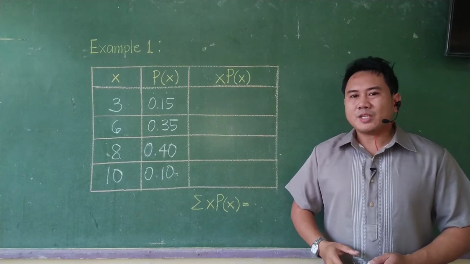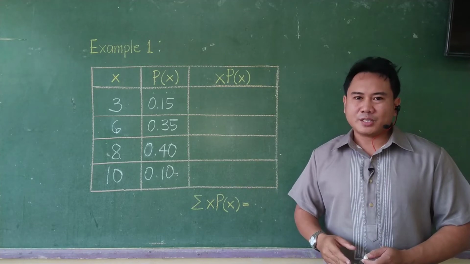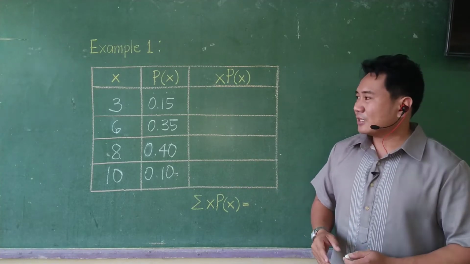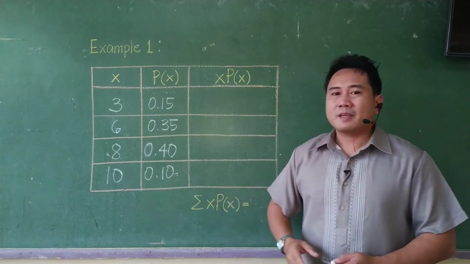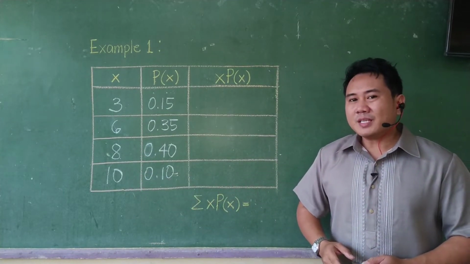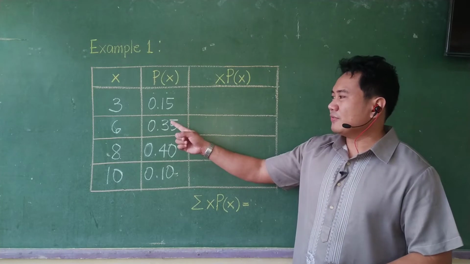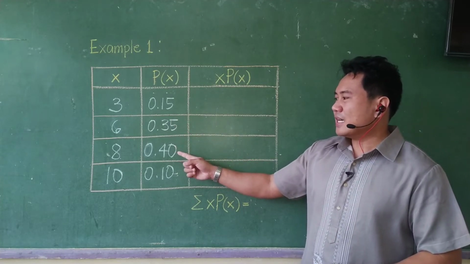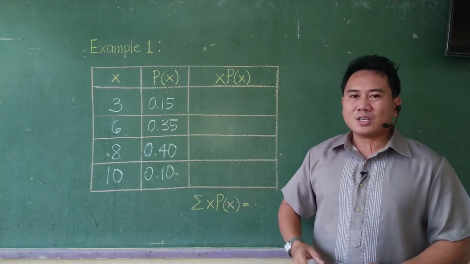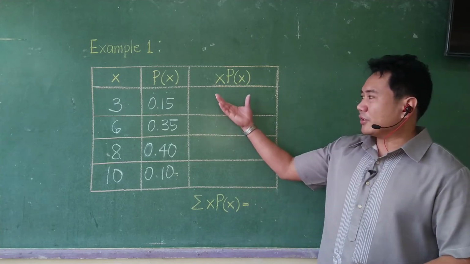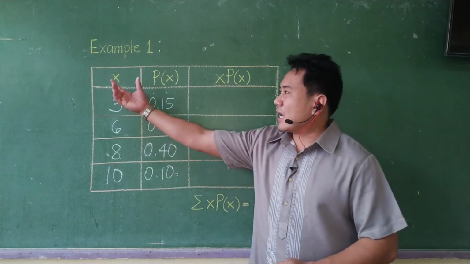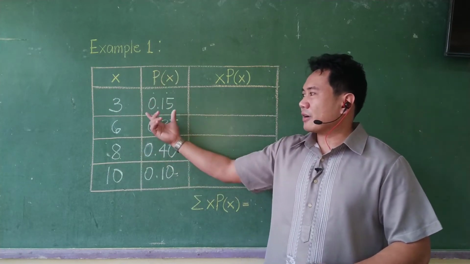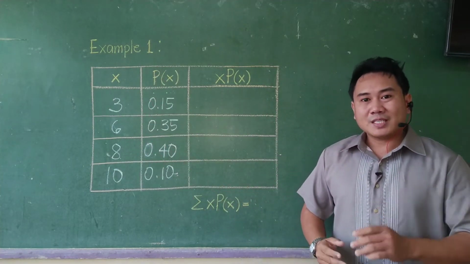Let us solve for the mean of this given probability distribution. Our x values are 3, 6, 8, and 10. And its corresponding probabilities are 0.15, 0.35, 0.4, and 0.10. On the third column, we are going to write the product between our x values and its corresponding probabilities. Let us begin.